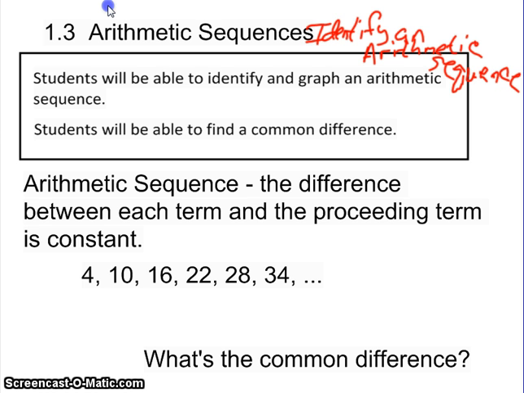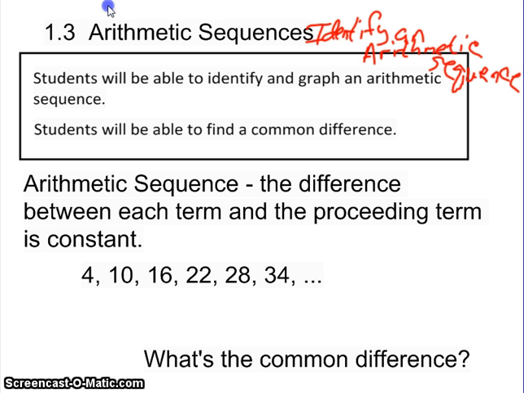So here I've got the definition of an arithmetic sequence. The difference between each term and the preceding term is constant. That means that if you subtract those two terms, you're going to get the same number over and over again. So here we've got an arithmetic sequence.